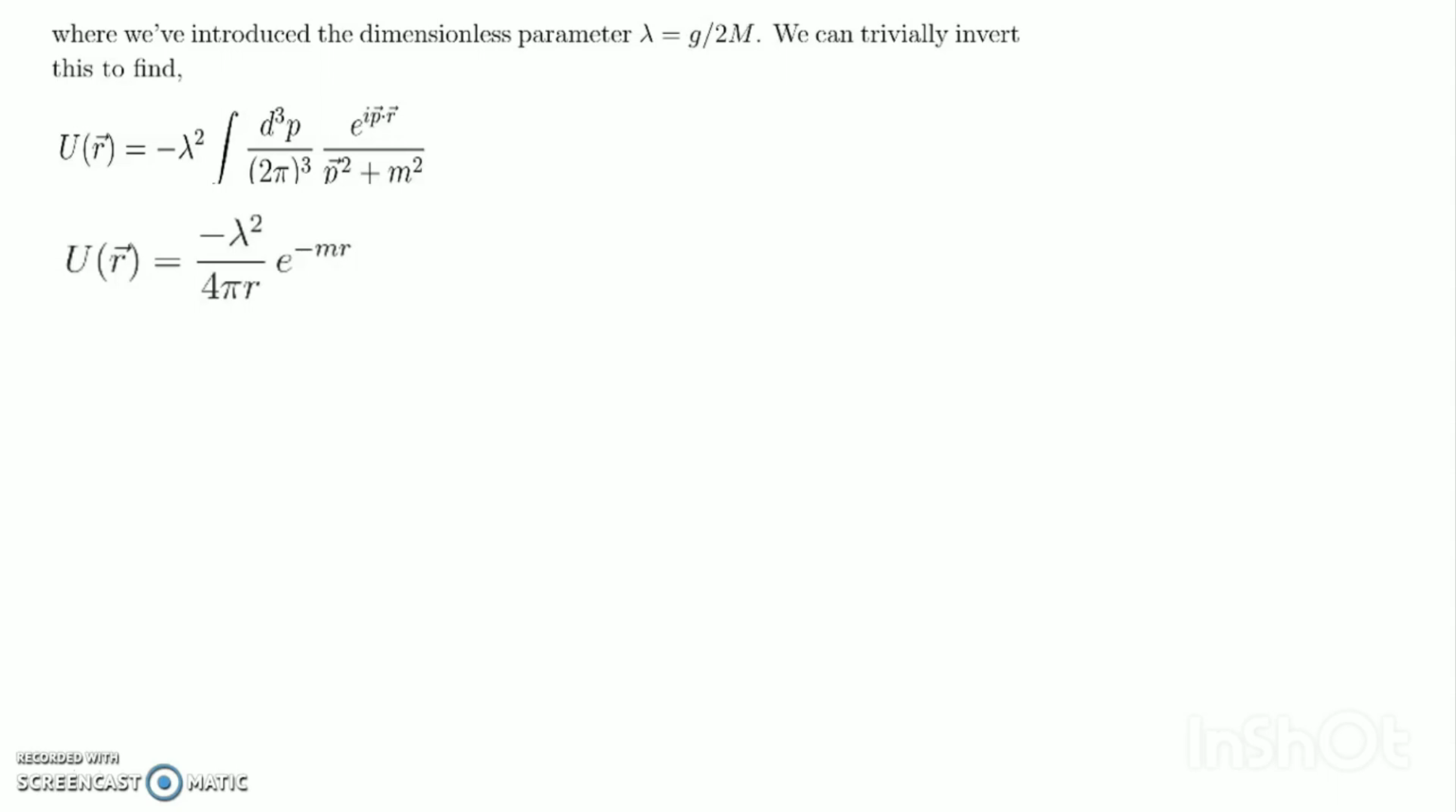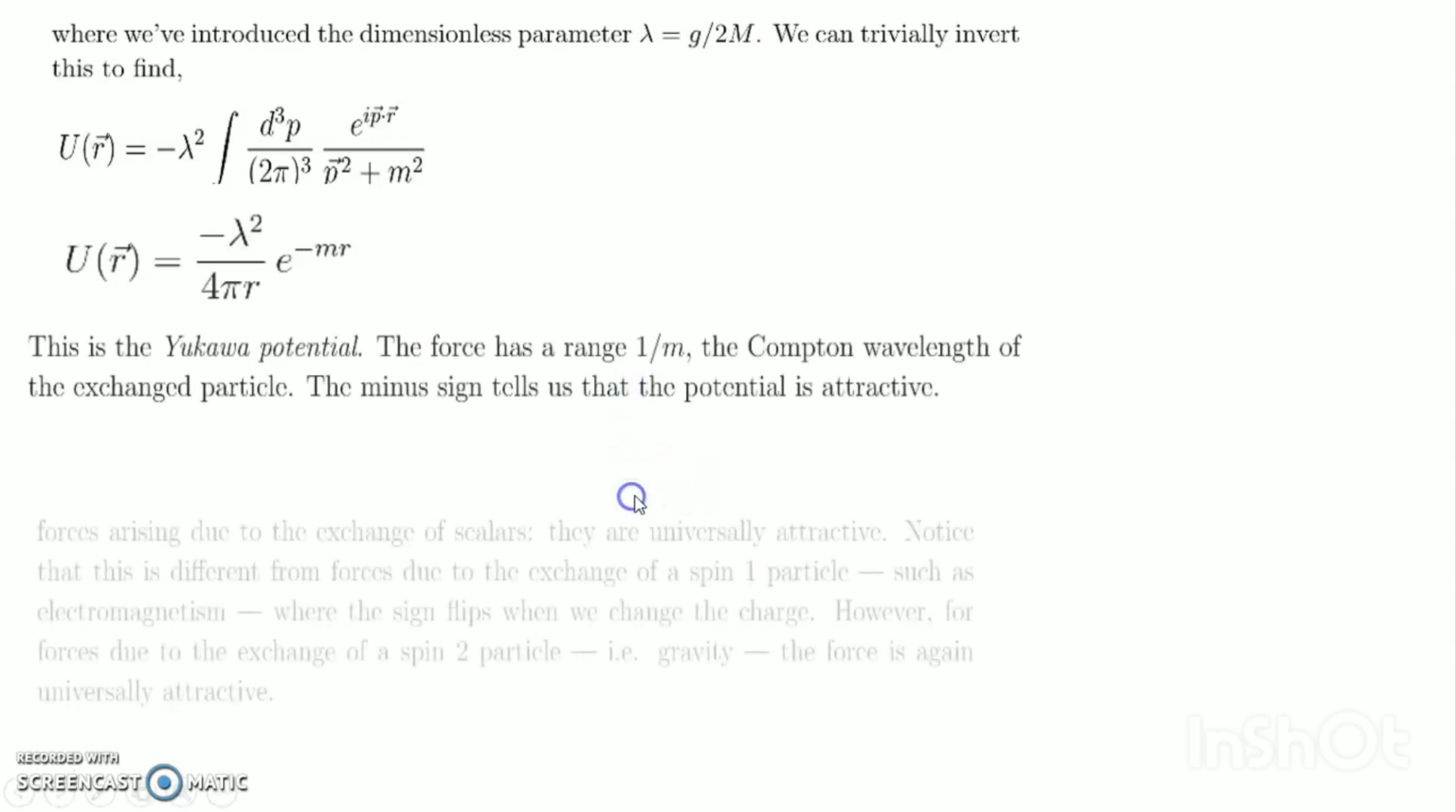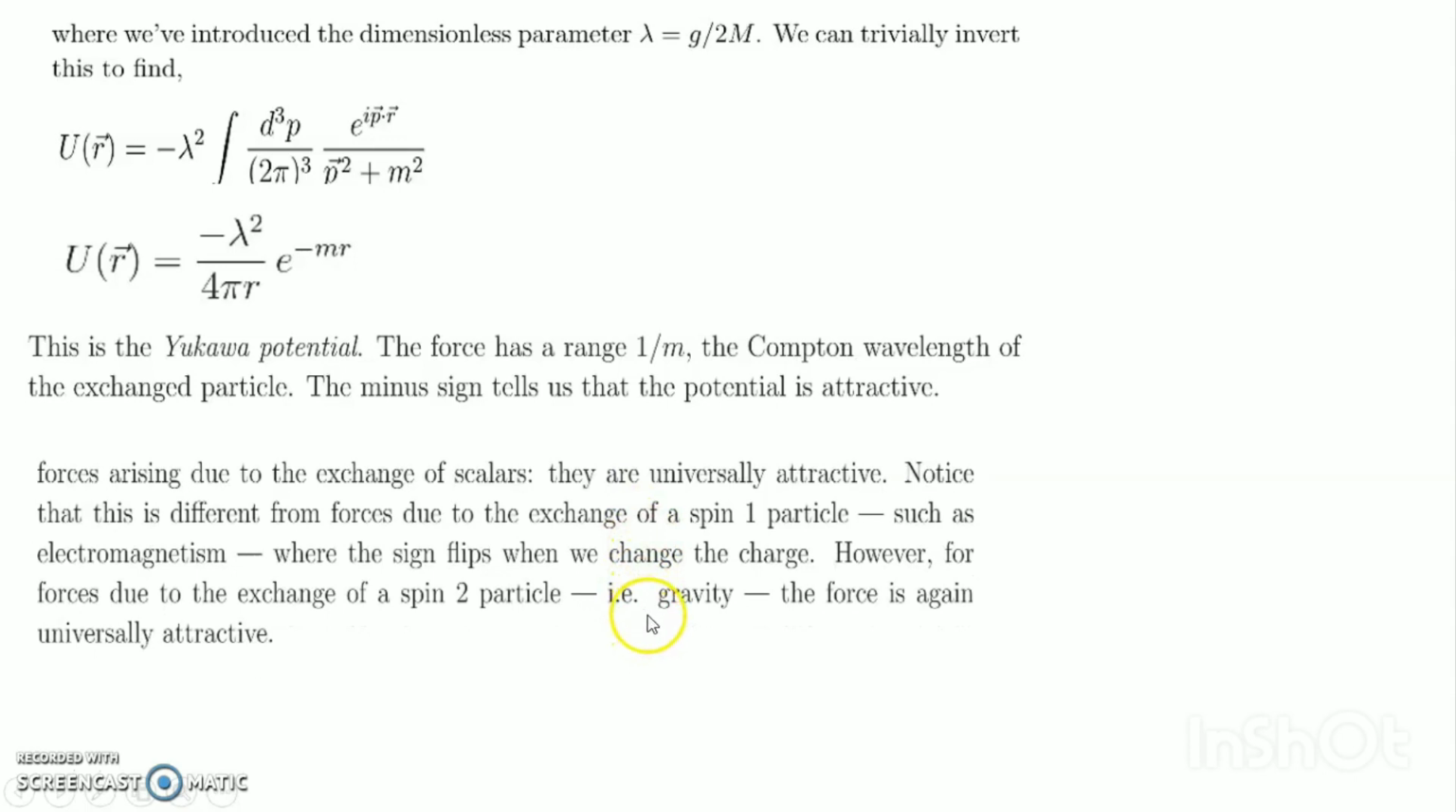Okay, so phi to the power 4 theory. Now we discuss phi to the power 4 theory. So an important note that one of the key features: the forces arising due to the exchange of spin one particles such as electromagnetism, where the sign flips when we change the charge. However, for forces due to the exchange of spin two particles. Phi to the power 4 theory.